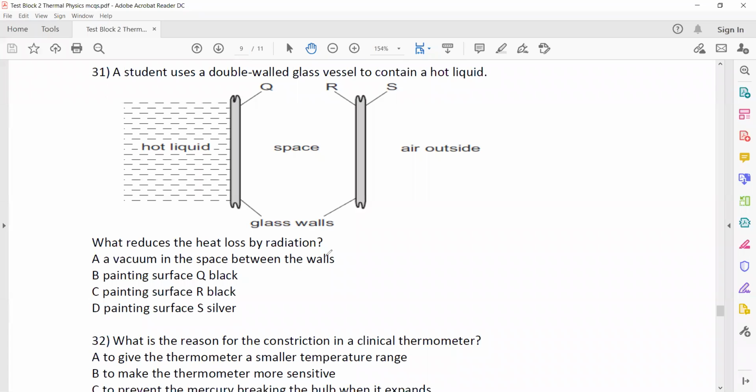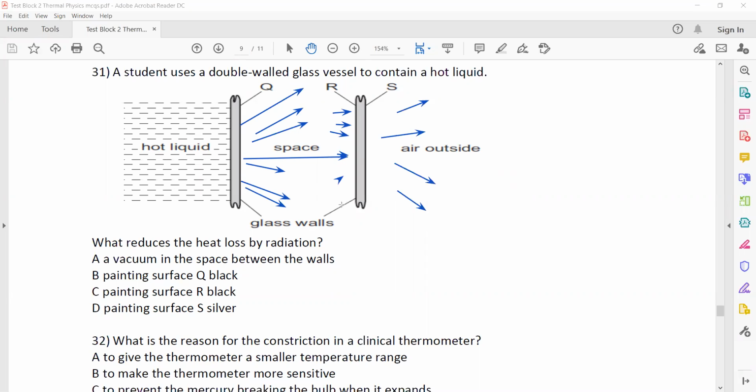A vacuum in the space between: radiation can pass through a vacuum, so that is not suitable. Paint the surface Q black. If we paint it black, dull and dark surfaces are good absorbers and good emitters. So it will absorb more energy and it will emit a greater amount of energy. So that will not be true. Paint the surface R black. If we paint R black, it will absorb too much energy and it will radiate too much energy. So it will not be suitable.